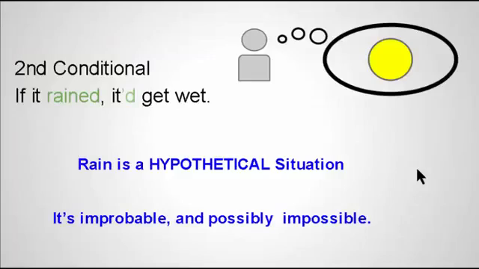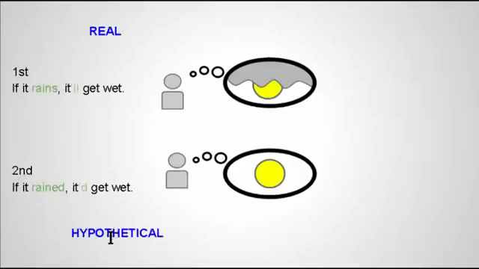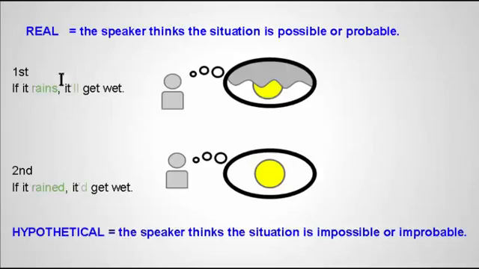For example, man having a baby. Can a man have a baby? No. However, if I could have a baby, I would name him David, like me. So, real situations and hypothetical situations need different types of grammar. In the real situation, the speaker thinks the situation is possible or probable. In the hypothetical situation, the speaker thinks the situation is impossible or improbable.